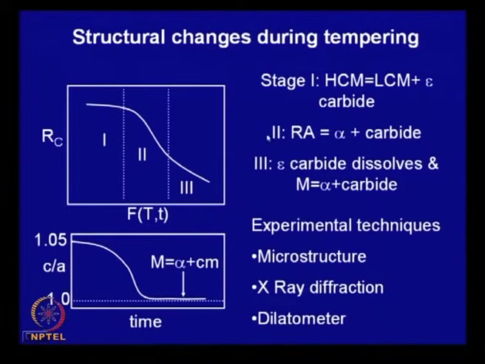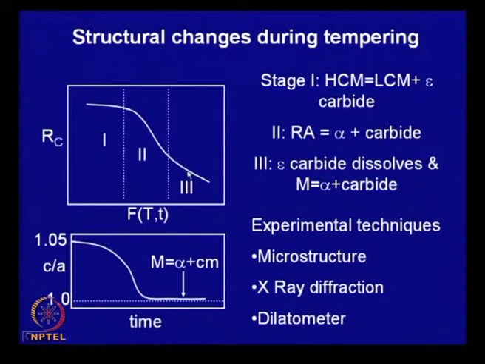In stage 2, the main change is that if there is retained austenite, it breaks down into ferrite and carbide, depending on the temperature. If the tempering temperature is high, it will be ferrite plus cementite. If the temperature is in the lower bainite temperature range, it could also be ferrite plus epsilon carbide. In the third stage, new cementite appears. This can happen in two ways: the epsilon carbide can dissolve and new carbide may precipitate, or the carbon concentration gets adjusted and it changes over to cementite. Finally, you have a ferrite plus carbide structure, and this carbide is cementite.